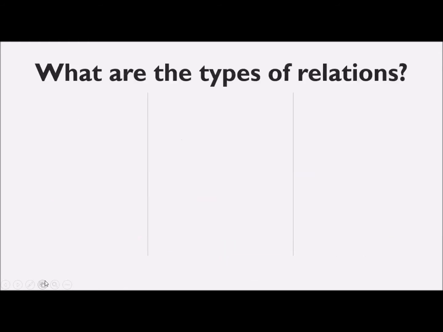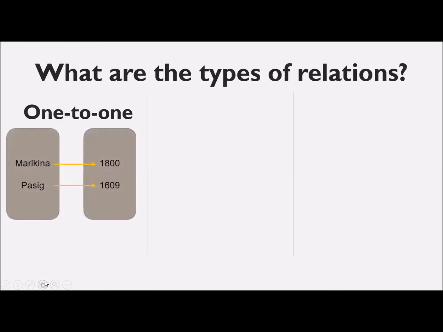Now, let's proceed on the types of relations. The first one is the one-to-one. Anong ibig sabihin yan, ma'am? Kada isang value ng x, meron tayong value for y. So, for my example, I have here Marikina. This is the first value of x paired up with the value of y, which is 1800 or the zip code. So, yung zip code na to ay para lang talaga kay Marikina. And this one, si Pasig, naka-pair up sa zip code niya na 1609. So for this case, kaya nga one-to-one. Every one value of x is paired up with one value of y.